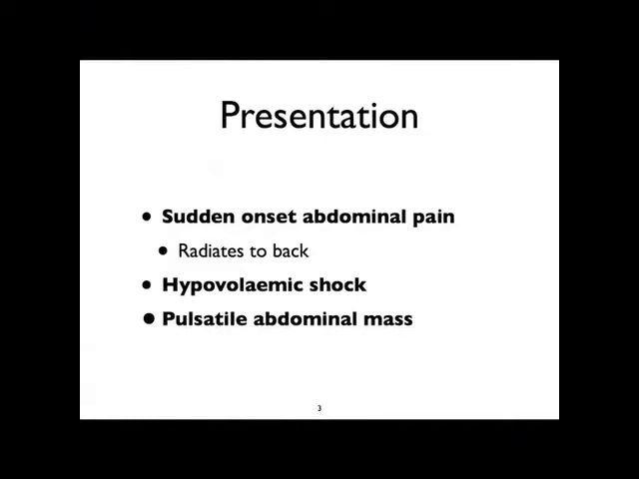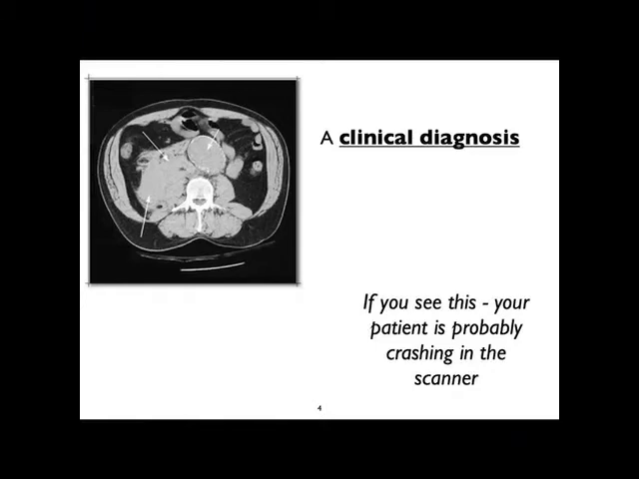On examination, a pulsatile mass may be felt in the abdomen. The diagnosis of a ruptured abdominal aortic aneurysm is made clinically, and imaging investigations such as ultrasound should only be used if there is clinical doubt.